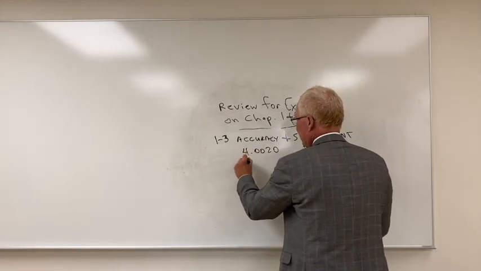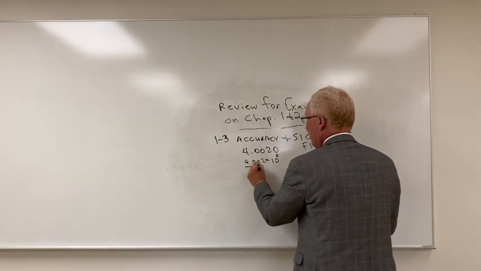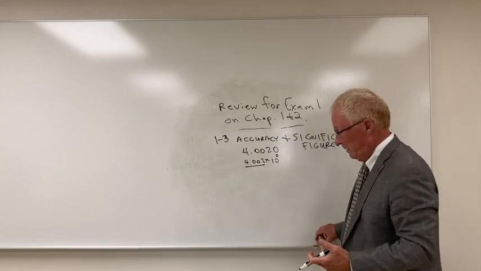You could write this as 4.002 times 10 to the 0. It would be 4 significant figures. That would be the first section.